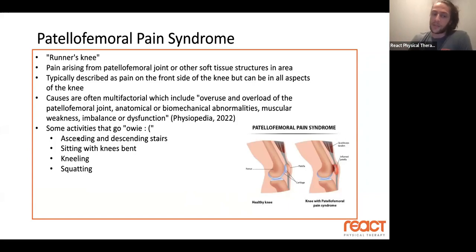I just want to go over some of the symptoms that people typically describe. So ascending and descending stairs, sitting for longer periods with your knees bent, kneeling down on surfaces, or think of a lunge. You're not even quite on the ground yet, but you might experience some pain, or squatting. So again, a big overview of this condition.